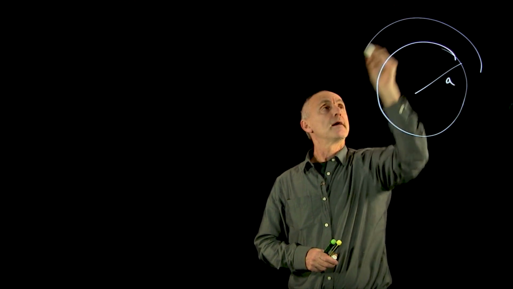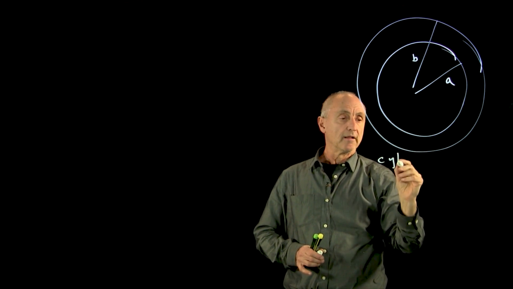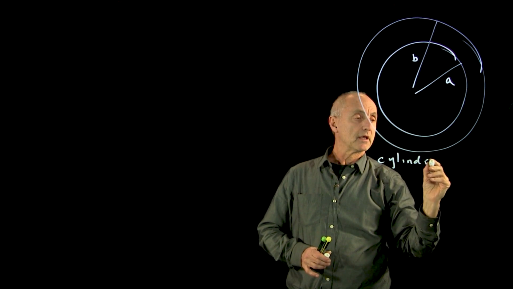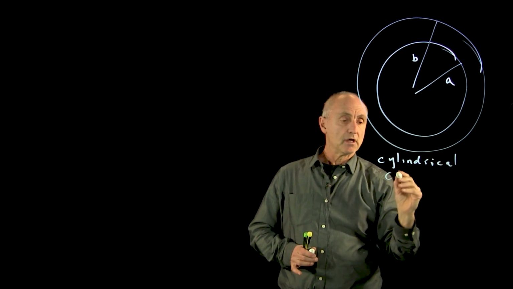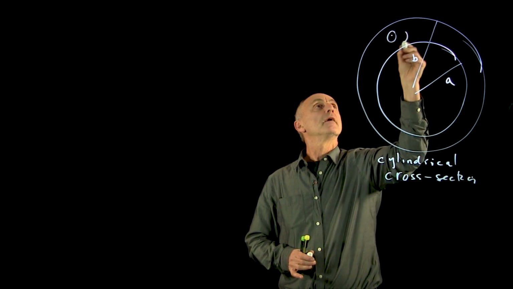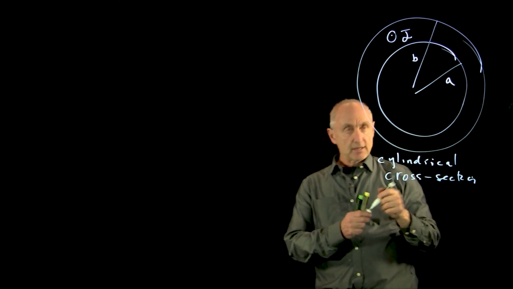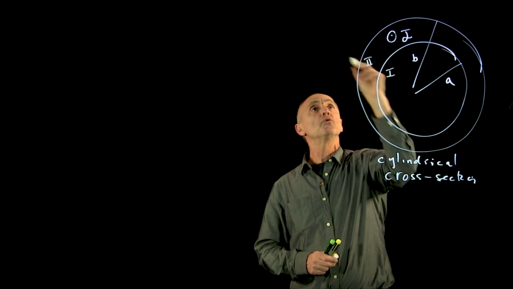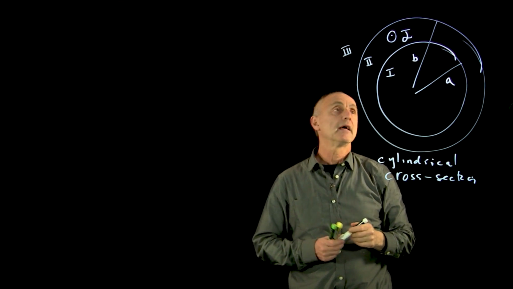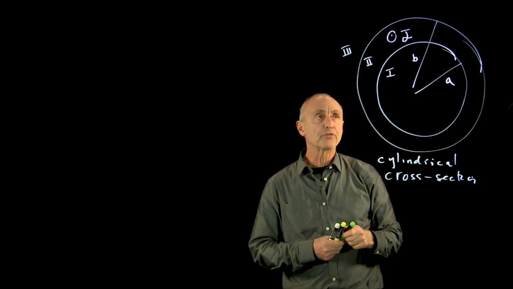Let's consider now a shell. Our shell has inner radius a and outer radius b. This is a cylindrical shell, this is a cross-section, and our current is out of the plane of the figure. Now, we have in this problem three regions. And so now we have to choose Ampere's law for all three regions.